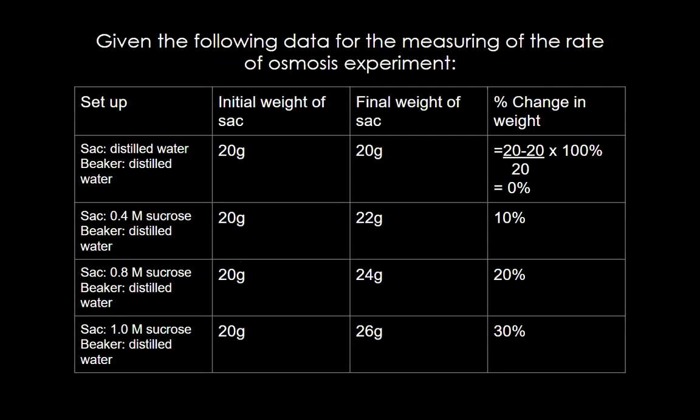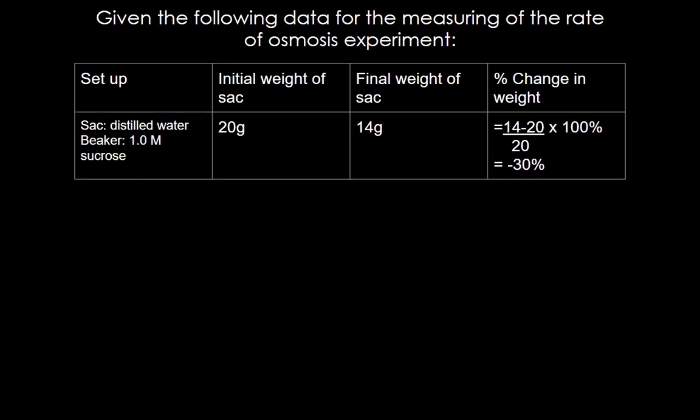Now, given the following data for the measuring of the rate of osmosis experiment, we were then asked to compute for the percent change in weight. The formula for this would be final minus initial, all divided by initial times 100%. So for the first setup, you will get 0%, the second setup 10%, the third 20%, and the fourth 30%. And when it comes to the fifth, since the final weight is less than the initial weight, you will get negative 30%.